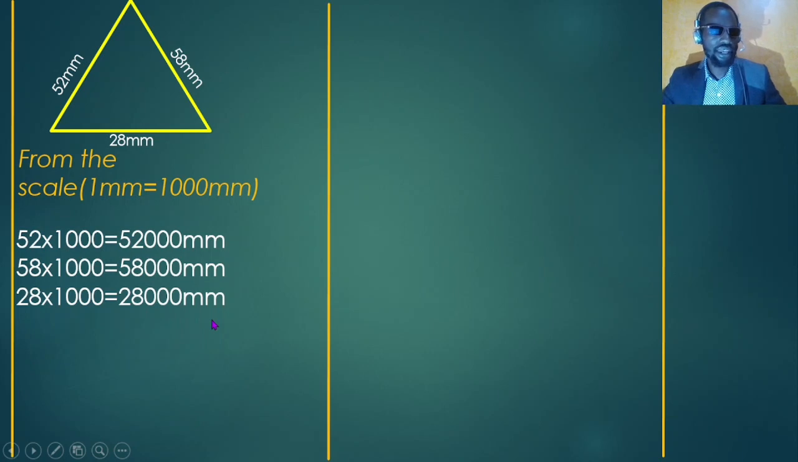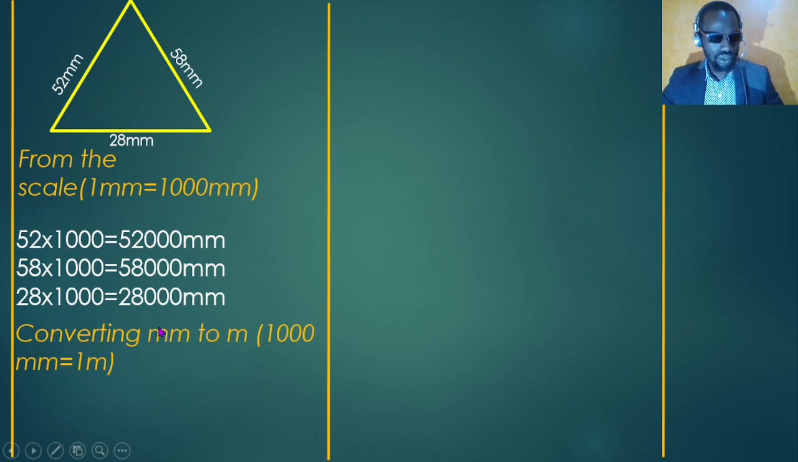Then after this, now we have to change this actual dimension into meters. So by doing so, we have to recall that 1,000 millimeters equal one meter. So by remembering that 1,000 millimeters equal one meter, we can change all these dimensions from millimeters to meters. So I will just elaborate one example, then the rest we can simplify.